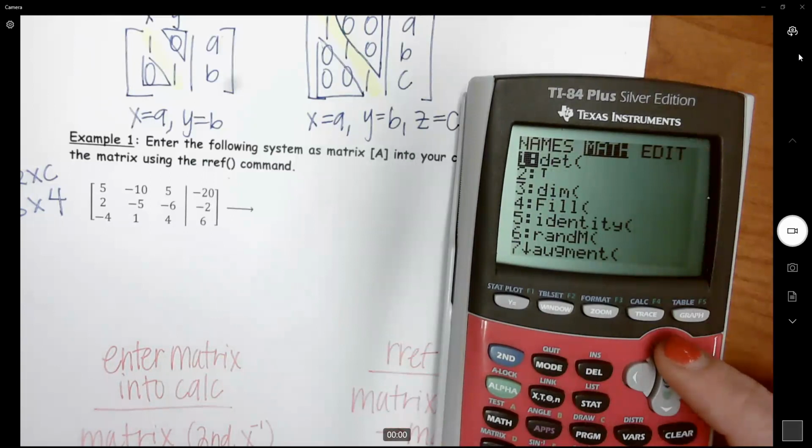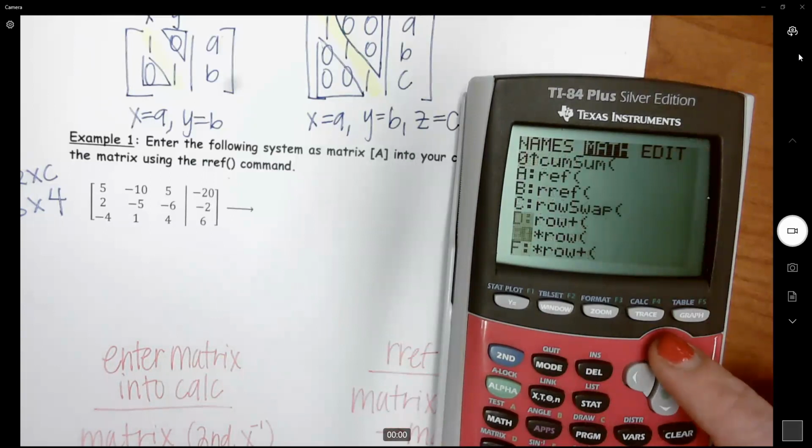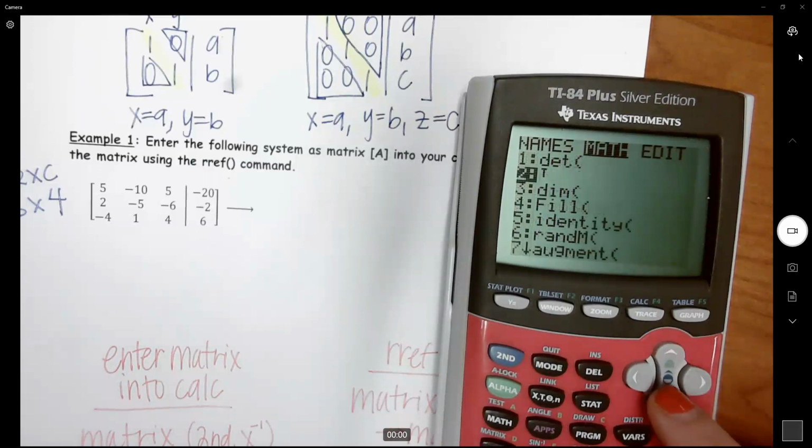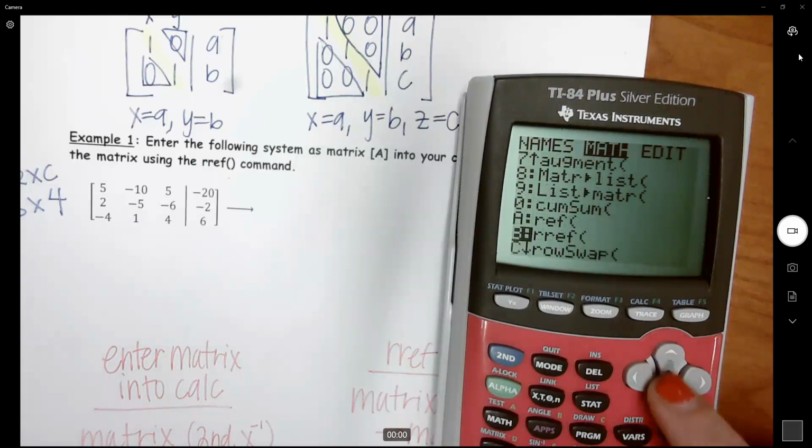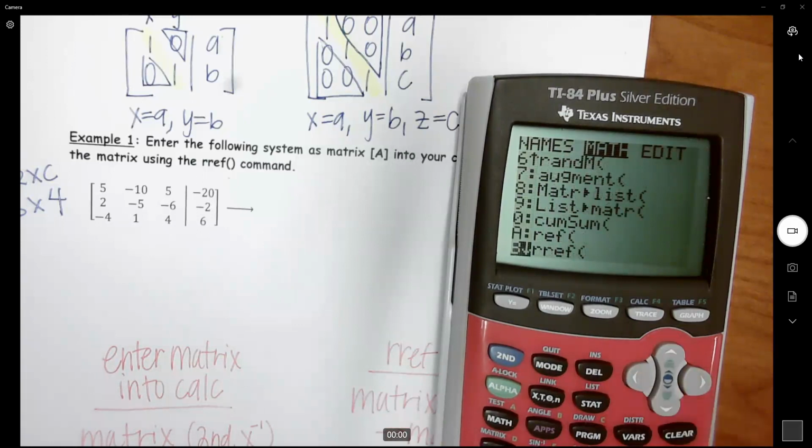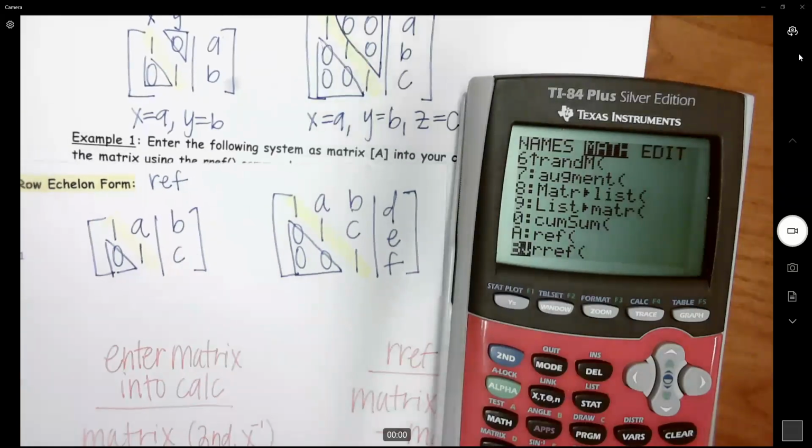If I go up, I can see my rref. Now, if you go down, it's not that big of a deal, but you're going to have to go down a lot more than you go up. So we're going to stop right here at that B. So this rref, that is my row echelon form.